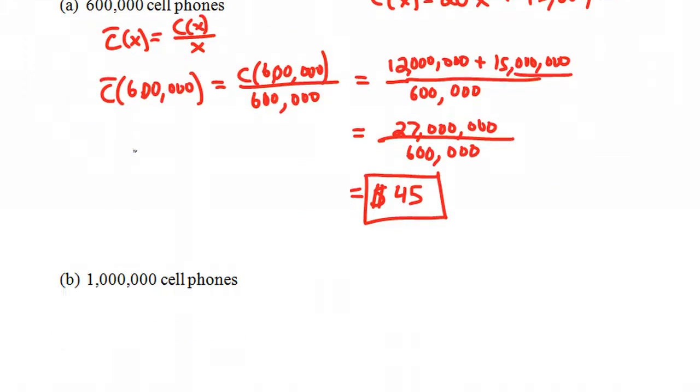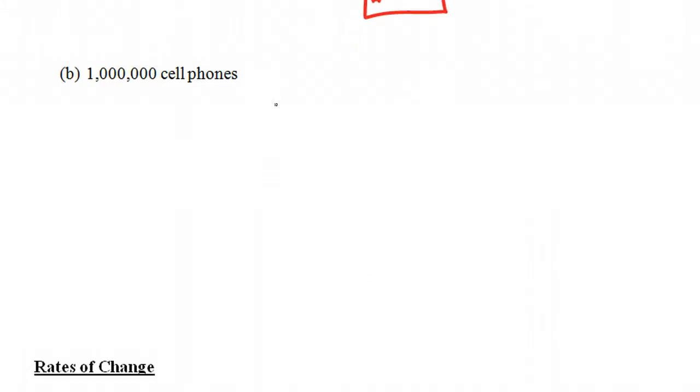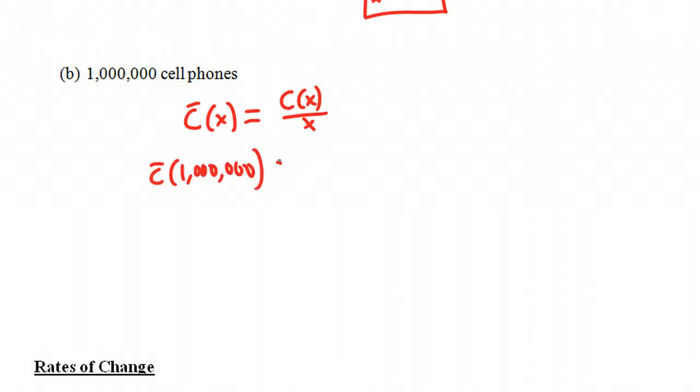Now let's suppose we produce 1,000,000 cell phones. Now we would expect the average cost per cell phone to be less, and in fact we'll see that is going to be the case. Now remember, C bar of X, the average cost to produce X cell phones, is C of X over X. So the question is, what is C bar of 1,000,000? What's the average cost to produce 1,000,000 cell phones? It'll be C of 1,000,000 divided by 1,000,000. We're just plugging in 1,000,000 everywhere we see an X here.